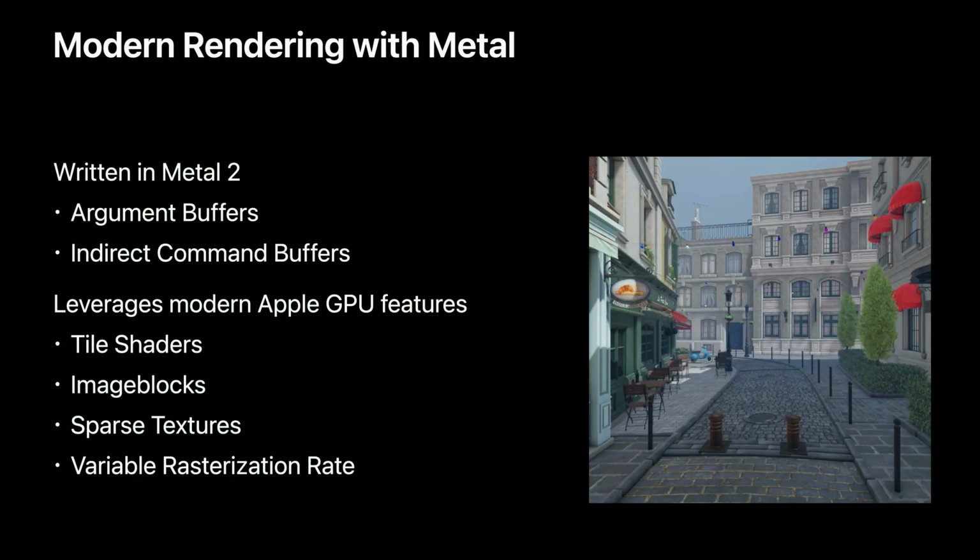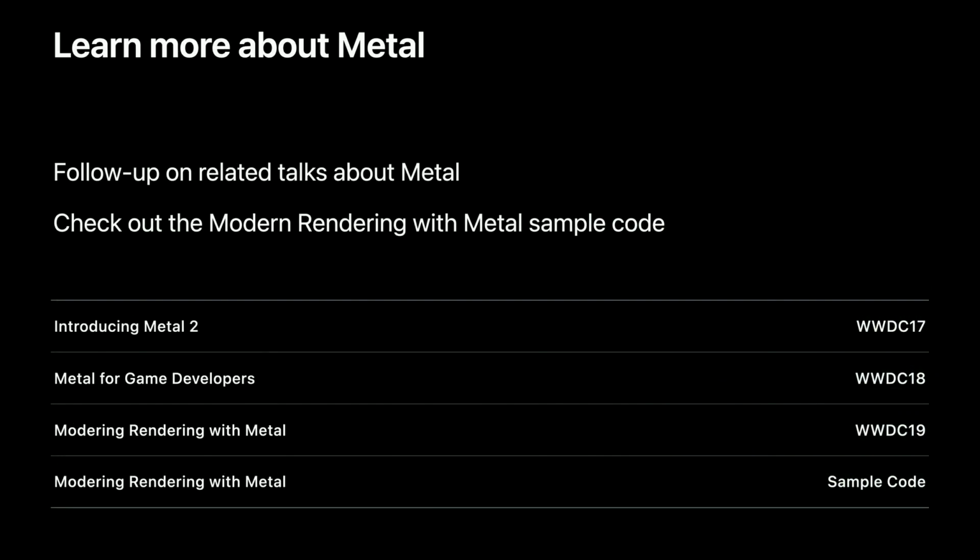You can learn how to implement these algorithms by studying the modern rendering with Metal sample code. This sample includes a full GPU-driven render loop. It is also written using modern constructs, such as argument buffers or indirect command buffers. It also leverages modern Apple GPU features, such as tile shaders, image blocks, sparse textures, and variable rasterization rate. And this was just a summary. You may actually want to follow up on more Metal talks. Also, do not forget to check out the modern rendering with Metal sample code.